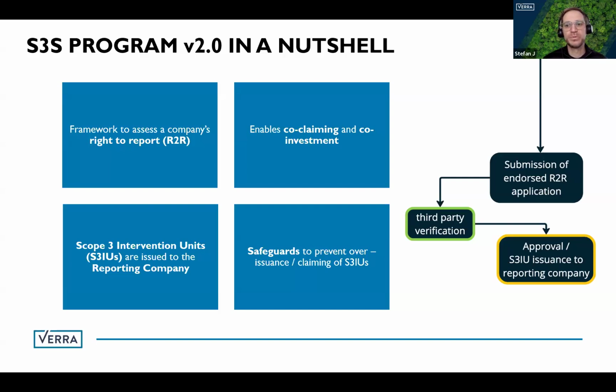We think that this will enable co-claiming and co-investment through the establishment of the right to report, and this is a key missing piece in this whole space. Importantly, there will be safeguards to prevent overissuance and overclaiming of Scope 3 intervention units, for example, limiting the number of units that can be issued per tier of the supply chain.